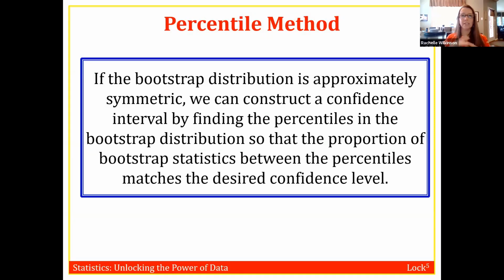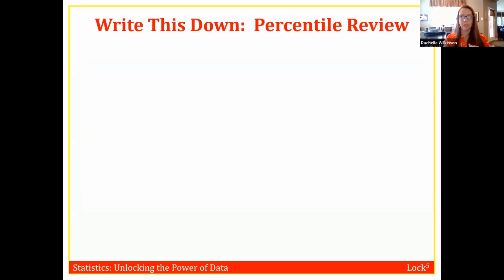So this method, the second method, is called the percentile method. And it basically says that if the bootstrap distribution is symmetric, then we can construct a confidence interval by finding the percentiles in the bootstrap distribution so that the proportion of bootstrap statistics between those percentiles matches the desired level of confidence. This definition is already written on your notes page if you're using my notes page.